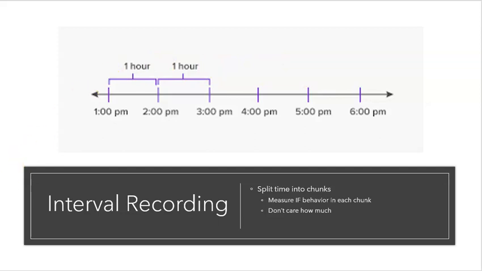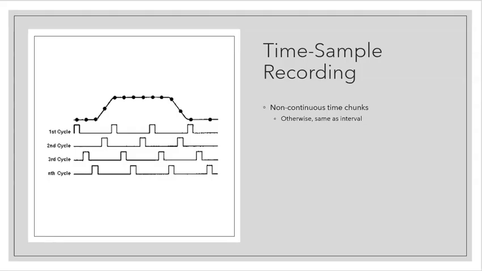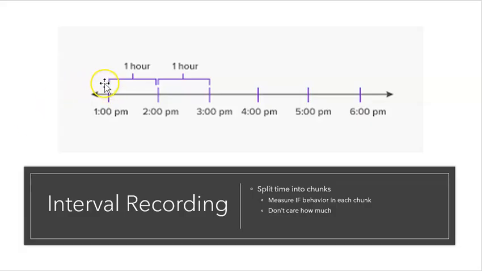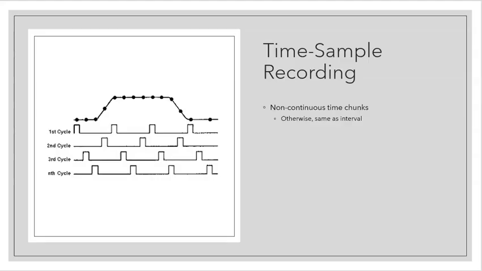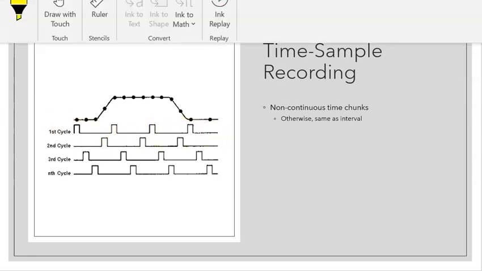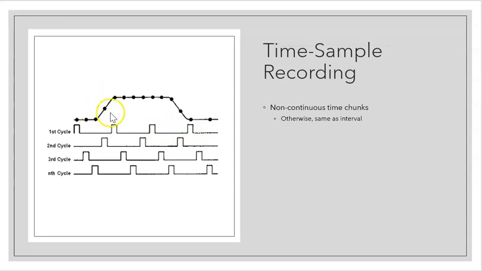Now, related to interval recording is time sample recording. Rather than a continuous time chunk, like a full hour and then a full hour, we're sampling the time. So here, this is our time, and I'm going to draw on our screen and say this is an hour, this is an hour, this is another hour, and this is another hour. So we have 4 hours here.